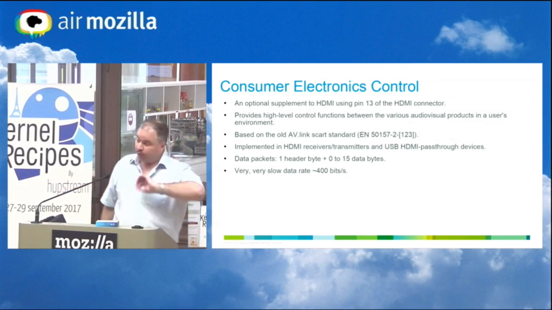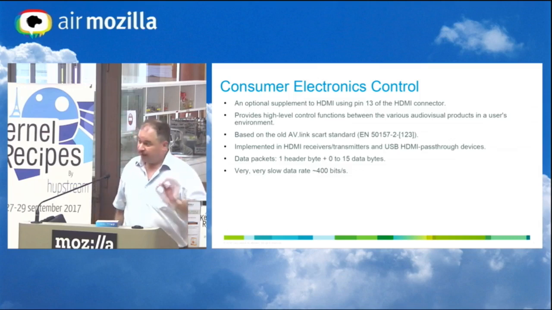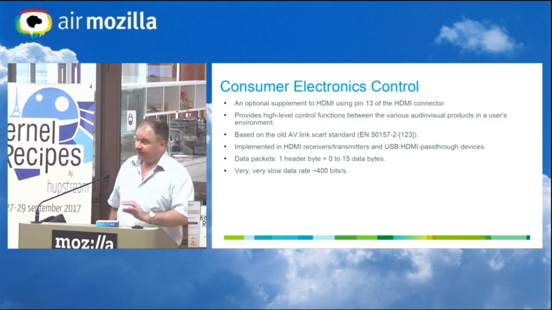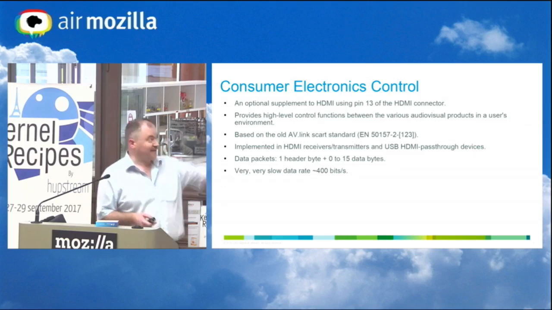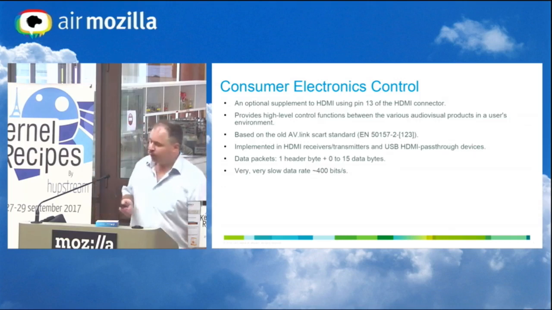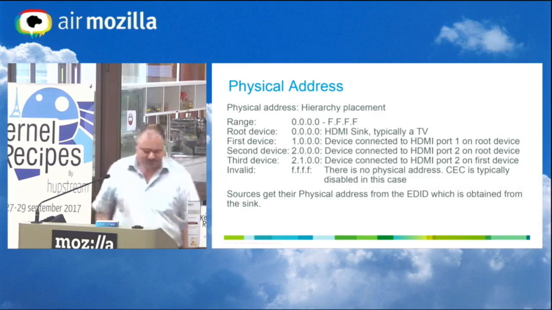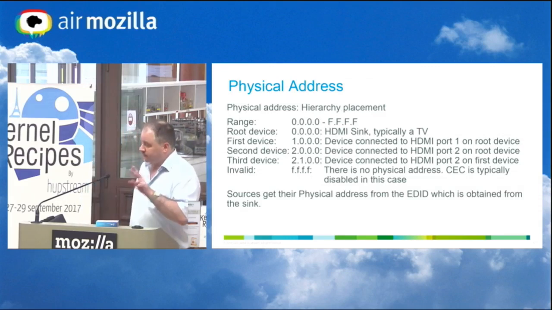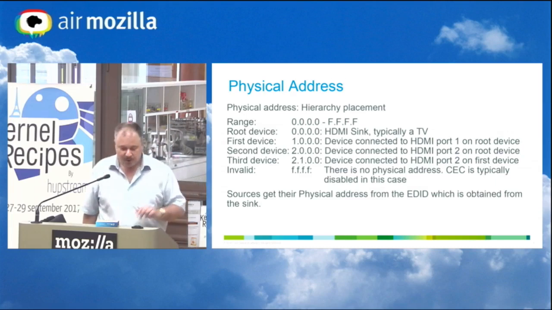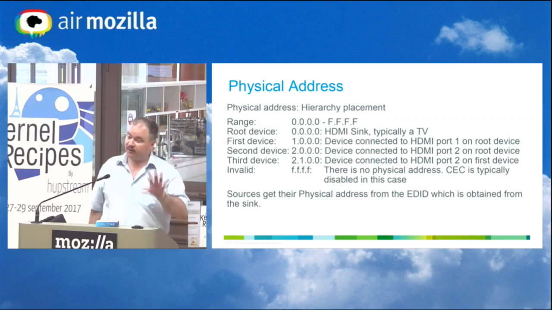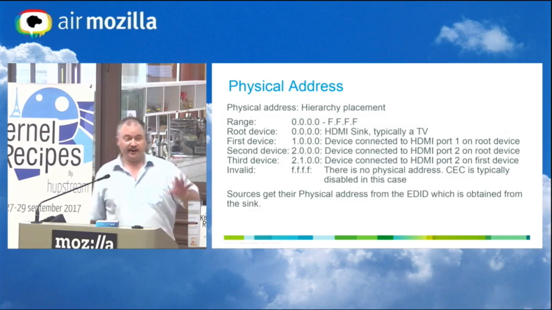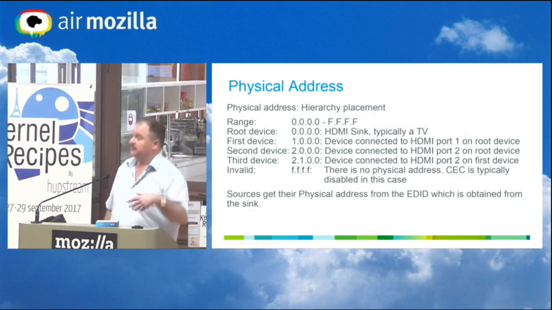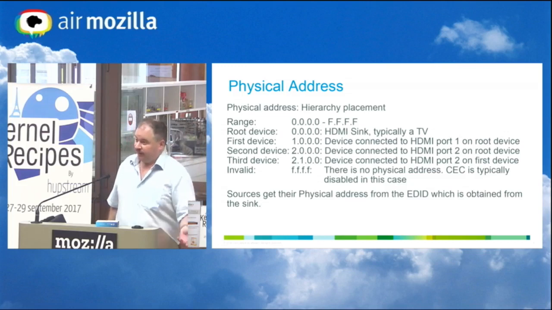The protocol over the line is very simple. You have 1 header byte with an initiator and a destination, and 0 to 15 data bytes. And as I said, you can almost type it yourself. There are two important addresses involved. One of them is the physical address. The physical address comes from the EDID. EDID is part of every display, and it provides display information. One of that is the physical address.